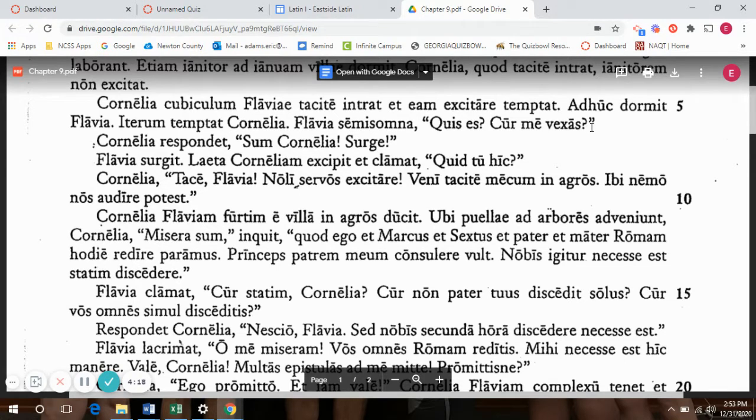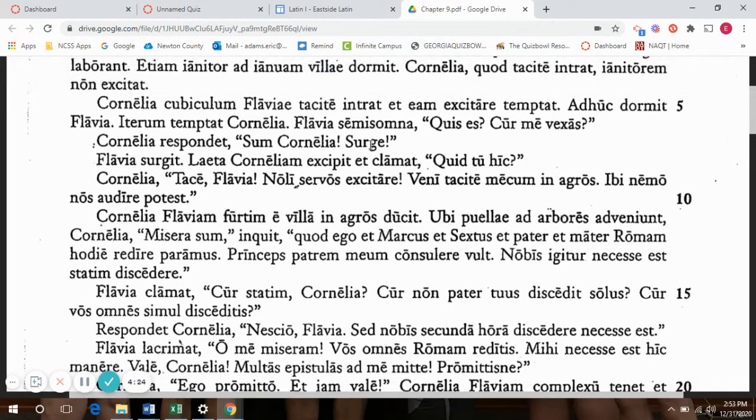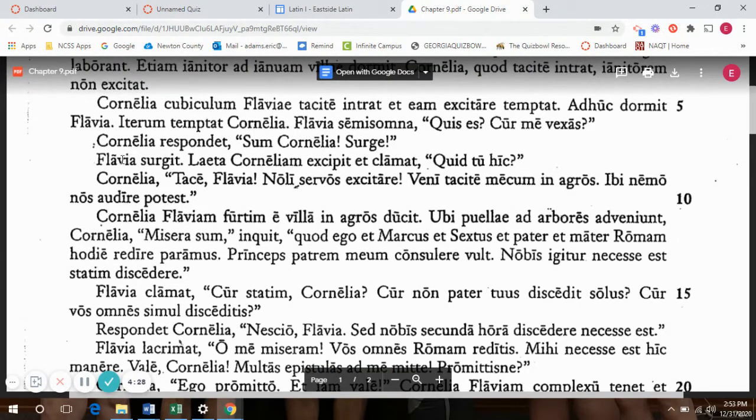Why do you, with an s ending, annoy me? Cornelia respondit. Cornelia responds, Sum Cornelia, I am Cornelia. Surge, rise, get up. Flavia surgit. Flavia rises. Happy, she welcomes Cornelia.